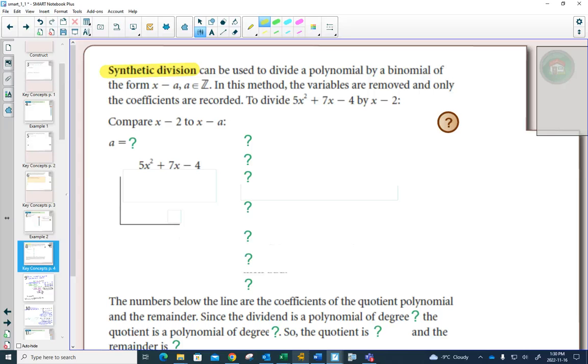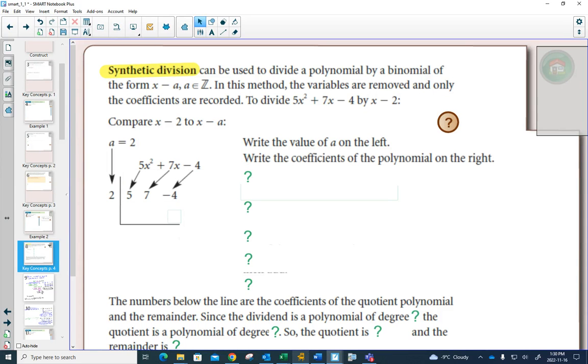For synthetic division, the first step is, if we're dividing by x minus 2, we put a plus 2 on the outside. Then we write out the coefficients, including zeros if things are missing. And again, just like long division, the order matters and you include zeros if things are missing. Same thing with synthetic division. Order matters, add zeros if things are missing.